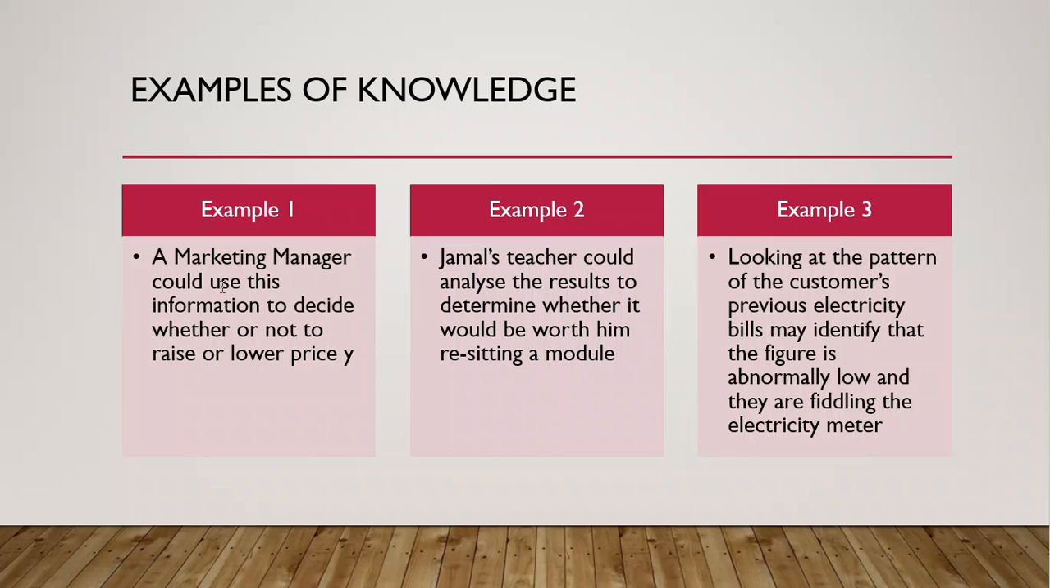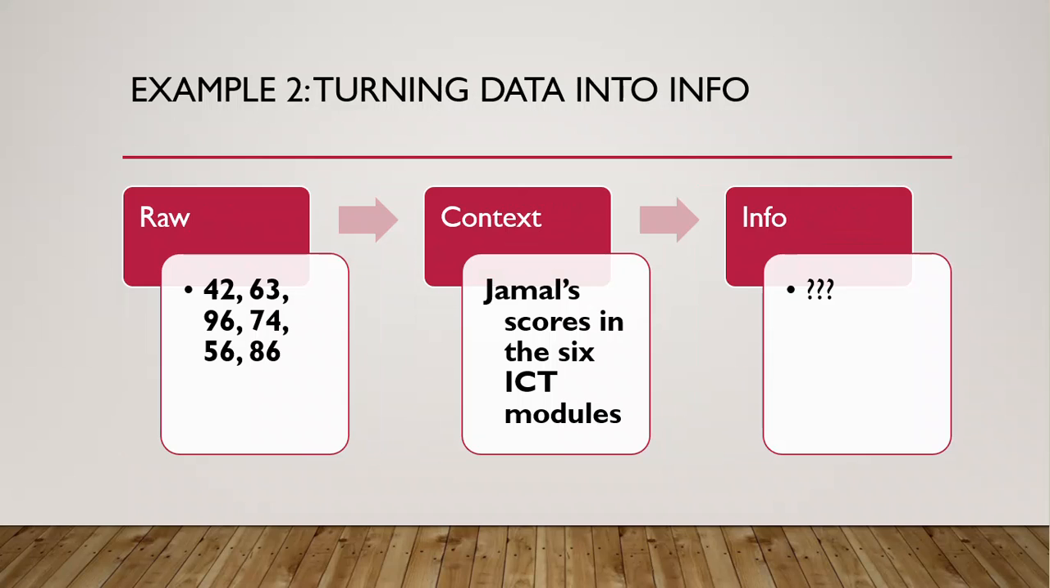Okay, a marketing manager could use this information to decide whether or not to raise or lower price. Why? Okay, the same thing with the second example just now. We have Jamal's score, the score in the 6 ICT modules. So what can be derived? What info can be derived from this raw data?